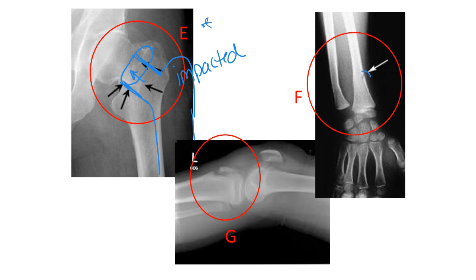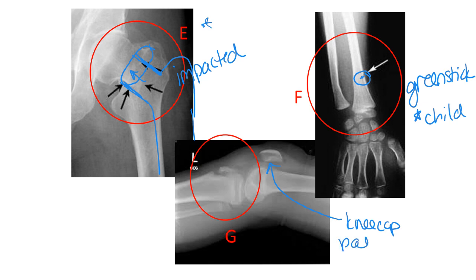So in F here, you'll see the fracture right there. It is only coming across right here. So it did not go all the way through the bone. So this would be a greenstick fracture, commonly in a child. And looking down here at G, this is not a fracture. That is your kneecap or your patella. Okay, but this right here is a fracture. And so you'll see a piece of the bone has been ripped off. So this would be an example of an avulsion fracture.